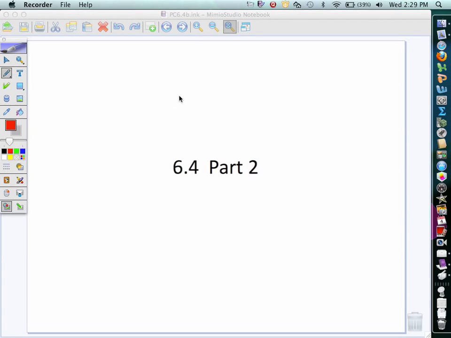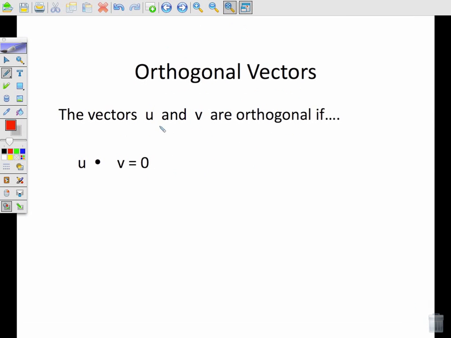So we are going to finish up section 6.4, and we will be looking at another use for the dot product. All right, so here's what we got: orthogonal vectors. An orthogonal vector, what that means is vectors that are perpendicular to each other. Vectors u and v are orthogonal if the dot product of u and v is equal to 0.